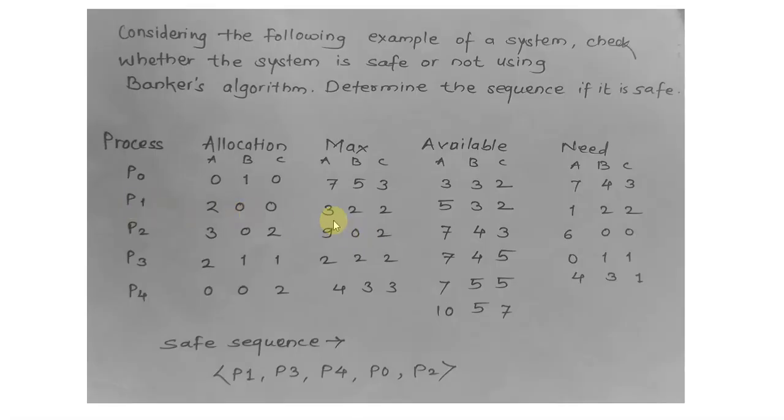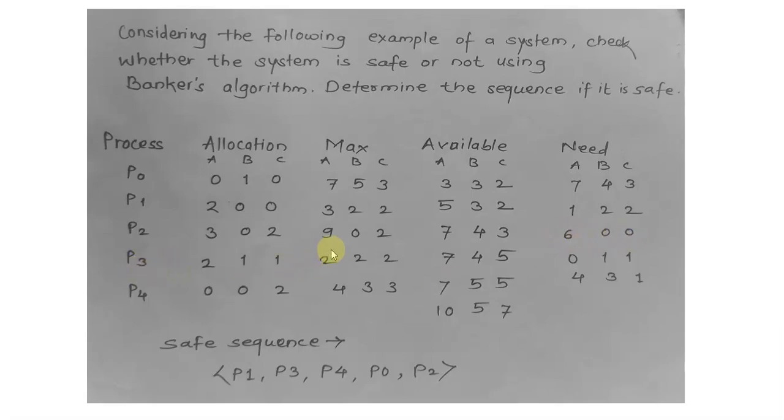So for P1, the maximum need is 3, 2, 2, but the allocated is 2, 0, 0. So the requirement is what? 3 minus 2, it's 1. 2 minus 0, it's 2. 2 minus 0, it's 2 again. So the current need of the process P1 is 1, 2, 2. Now again for the P2 process, the maximum need is 902 minus allocation 302. So we will get 600.